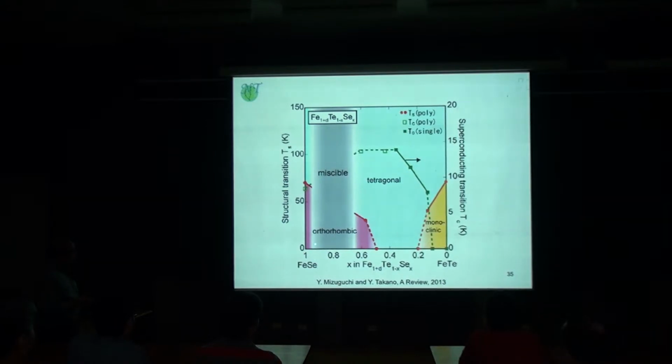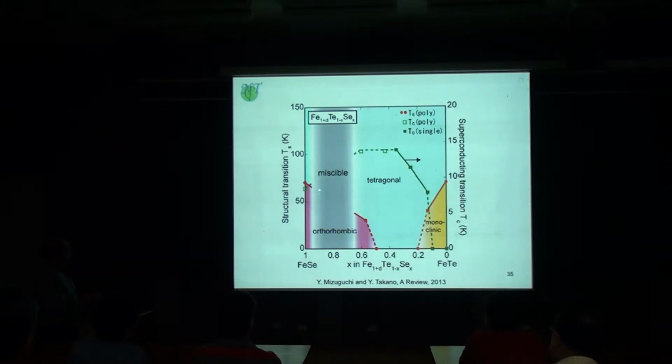Because we did the work right after the discovery. We replaced the selenium with tellurium, and we already knew that it is not superconducting, simply by changing the chemistry from selenium to a much heavier atom, and it becomes non-superconducting. So people say, well, this must be the key, because they partially substitute the tellurium by selenium, and it gradually becomes superconducting, eventually to 10K. So there's a range of superconducting transition.